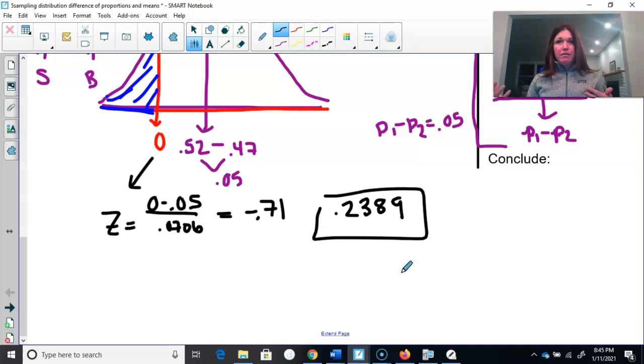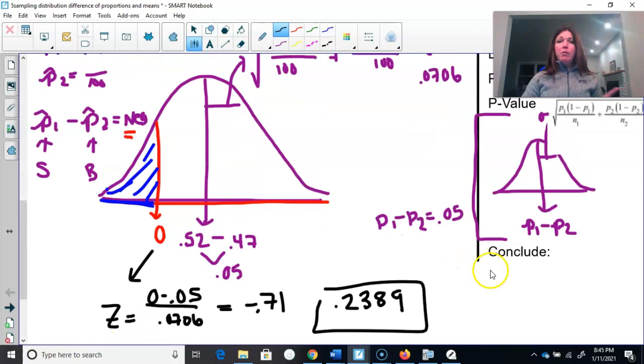What would you say? No, because the probability is not less than 5%. It's a relatively large probability that this could happen. Okay, what should we have learned?